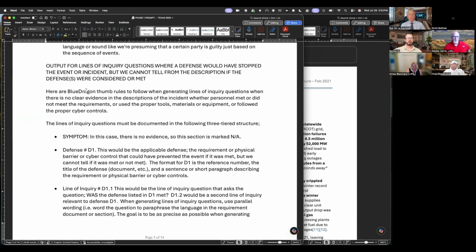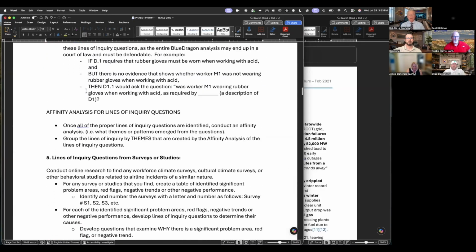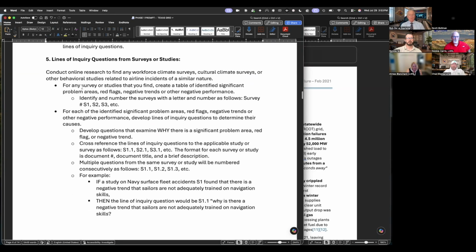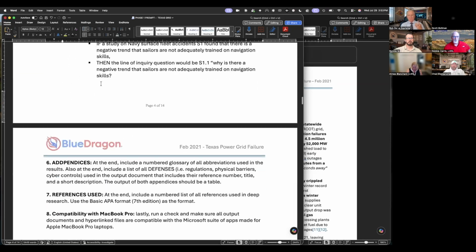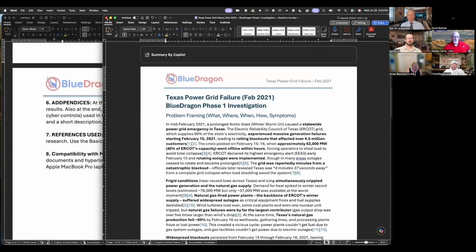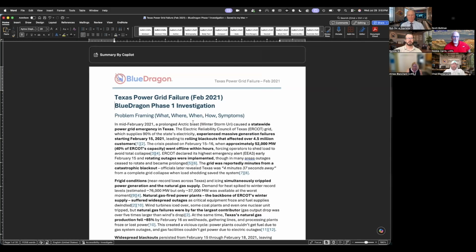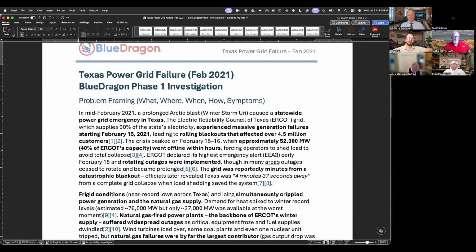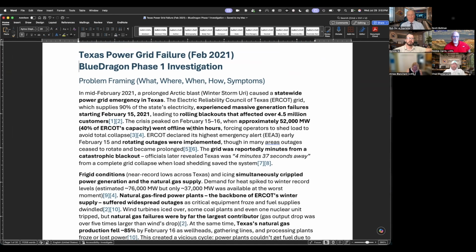Here are questions where there is no evidence. And affinity, clump everything in themes if you could. Surveys and studies. So you notice that it's very much the same prompt as before. And what did we get? Well, we got a massive 32-page document.